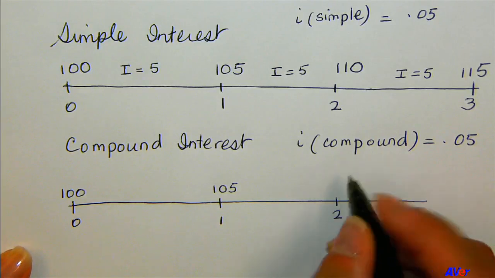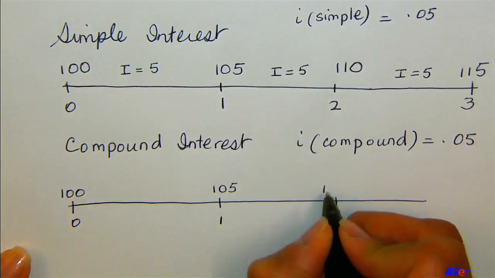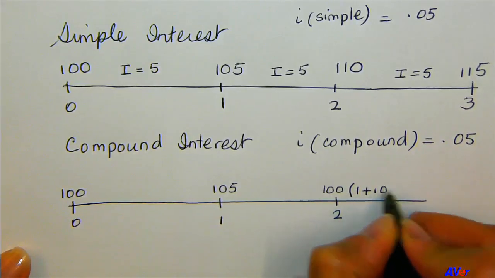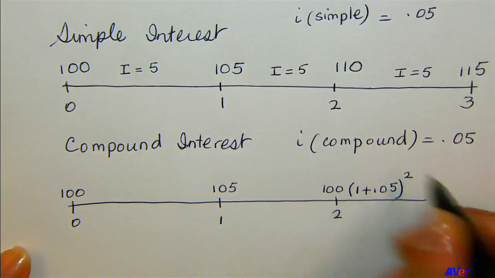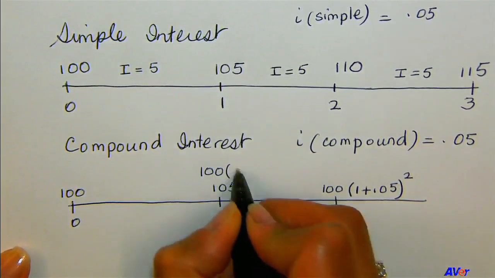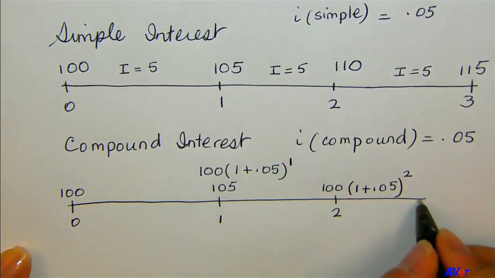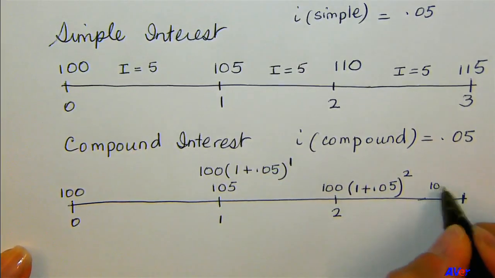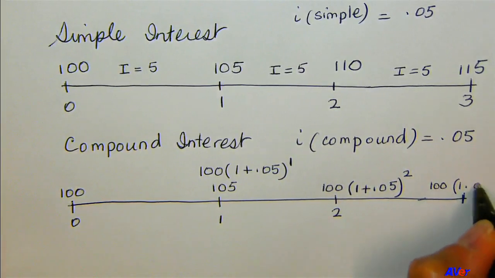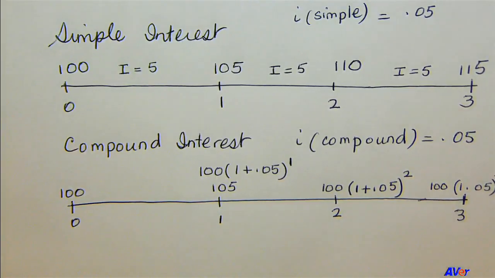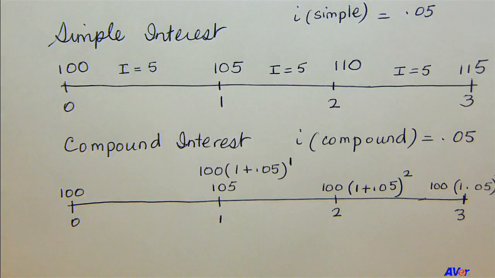Okay. So 100 times 1 plus 0.05 to the second power. Here I have 100 times 1 plus 0.05 to the first power. And here I would have 100 times 1 plus 0.05 to the third power. Are you in agreement?